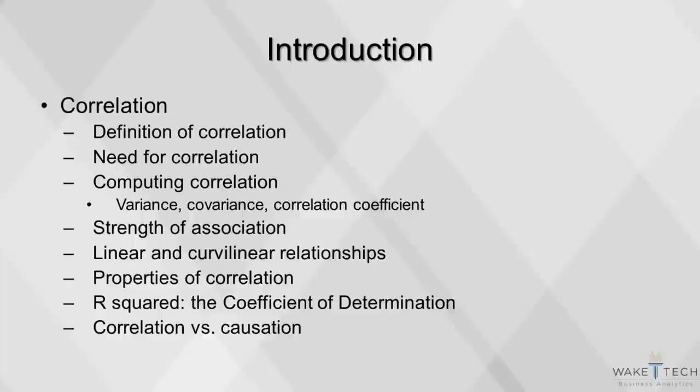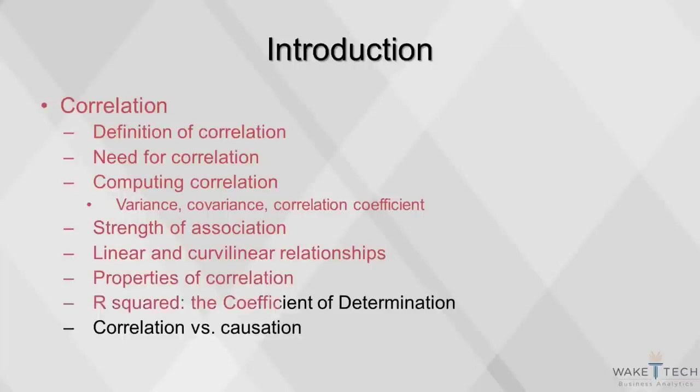This presentation will cover correlation, including a definition of correlation, a discussion of the need for correlation, details on computing correlation, including variance, covariance, and the correlation coefficient, strength of association, linear and curvilinear relationships, properties of correlation, R-squared, the coefficient of determination, and a discussion of correlation versus causation.